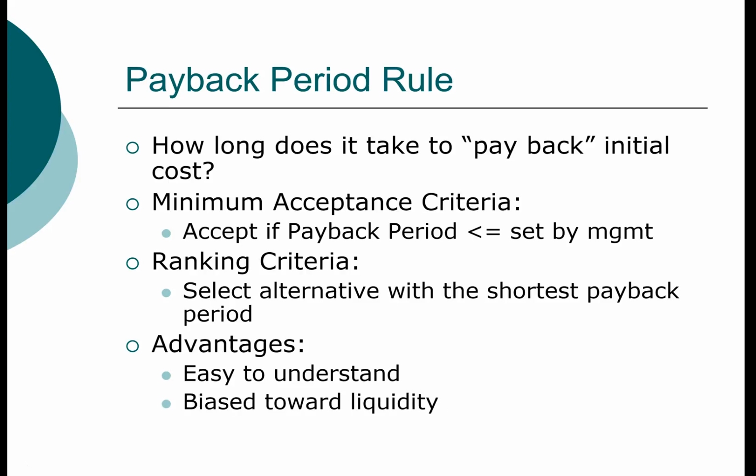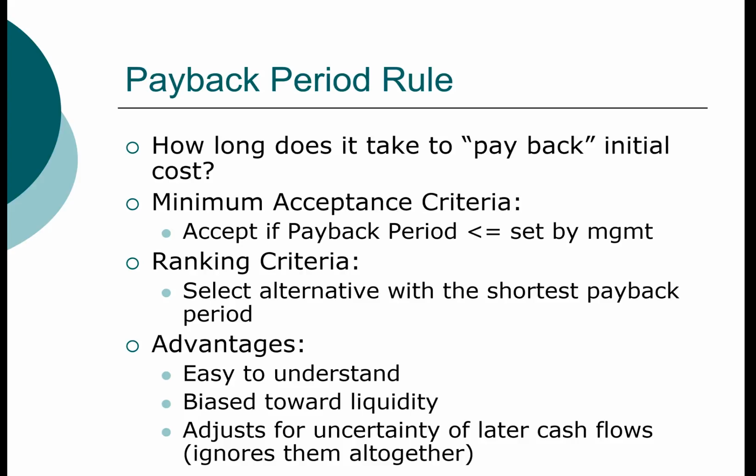It does bias towards liquidity because you favor short-term projects over long-term projects. And it adjusts for uncertainty of later cash flow because the longer you have to wait to get the cash back, the later year cash flow tend to be more uncertain. There are more unknowns later on in the life of the project. The original payback method ignore those cash flow altogether.